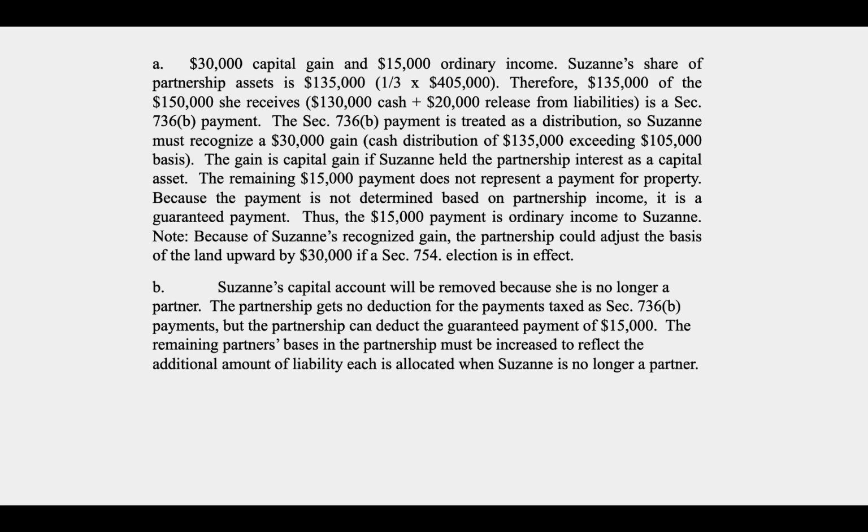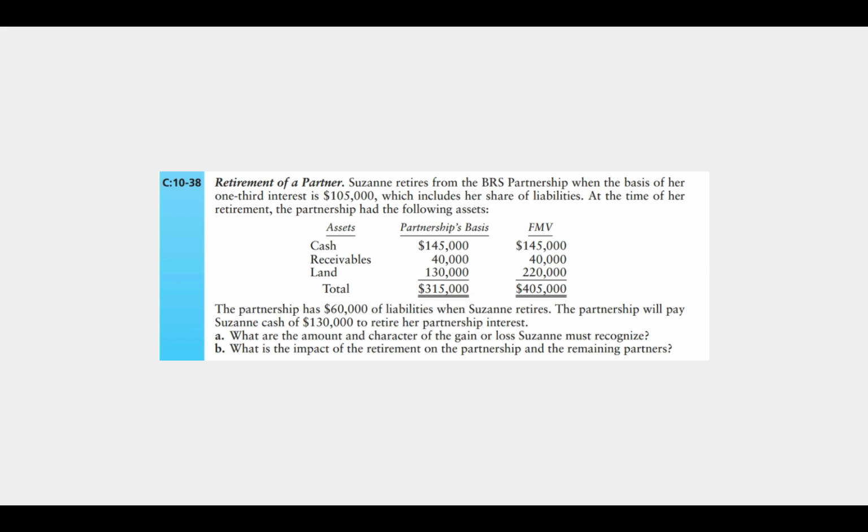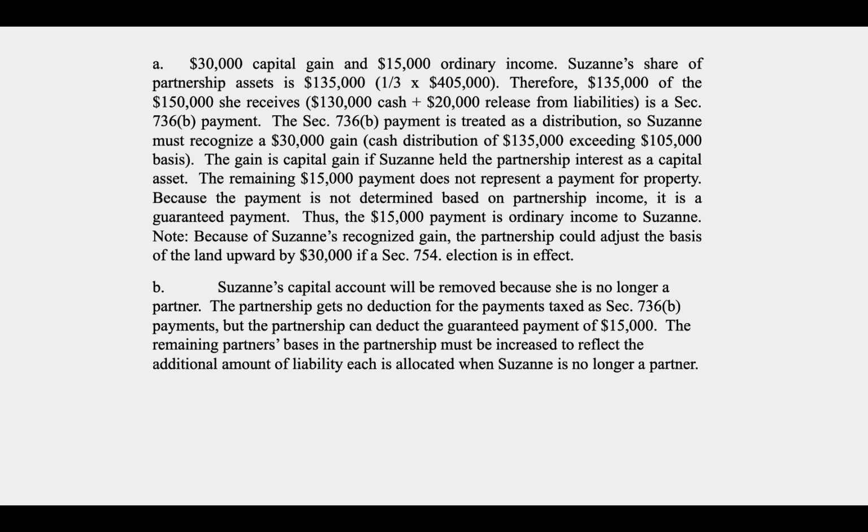We get this by looking at her share of the partnership assets, which she's a 1/3 partner, so we have the fair market value of the partnership assets at a total of $405,000. So her share is $135,000. So $135,000 of the $150,000 she receives is a payment, a Section 736(b) payment, which means that portion of gain will be capital gain. And you can see she received $150,000 of value because she received the cash, and then she also received a $20,000 release from the liabilities, which is a third of the $60,000 of liabilities.